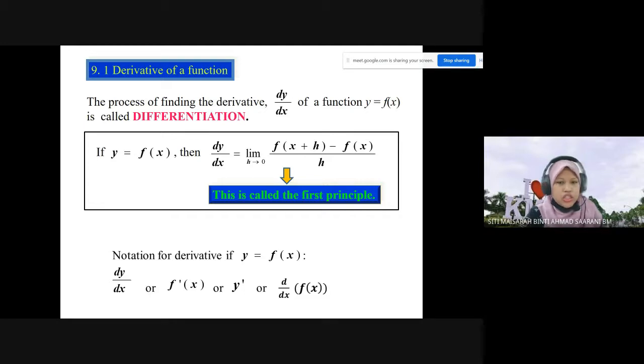This is a notation. Notation for derivative if y equals f(x). Sometimes we use dy/dx, or sometimes we use f prime x, sometimes we use y prime, or d over dx. D over dx is differentiate with respect to x, f(x). These actually have a similar meaning. This is derivative. Okay. Awak boleh guna mana-manalah salah satu yang notation yang dicadangkan ni lah. dy/dx, f prime x, y prime, or differentiate with respect to x, f(x).